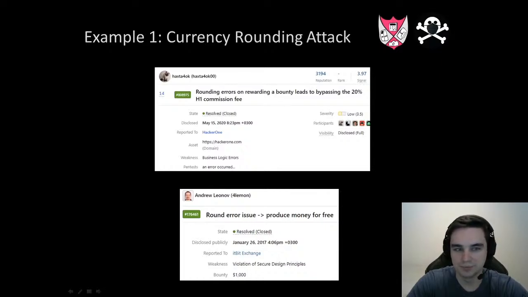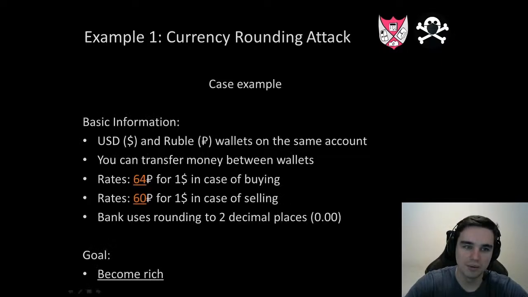So, examples exist. Let's watch the example. We have one account, and this account has two wallets, USD and Ruble wallets, and you can transfer money between these wallets. And when you transfer money, the different currencies are converted in between. And for example, in this case, we have unreal rates, but anyway, it is very comfortable for us.